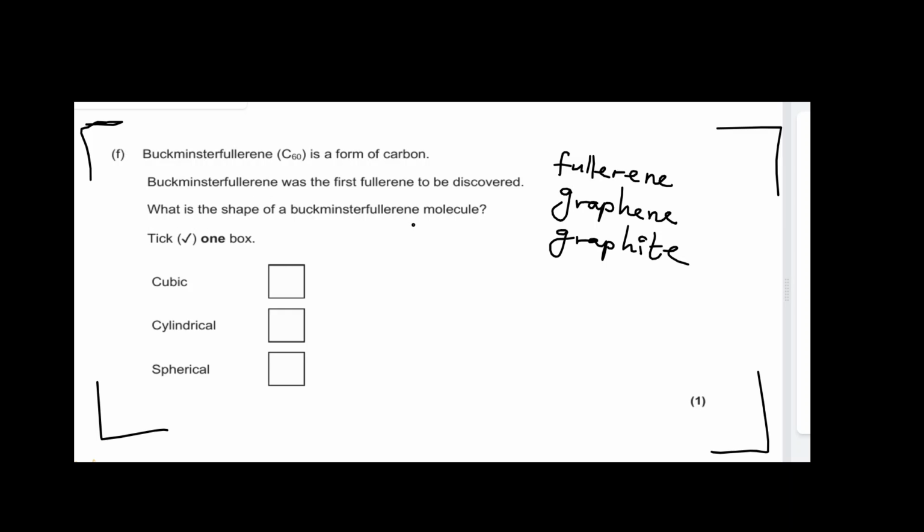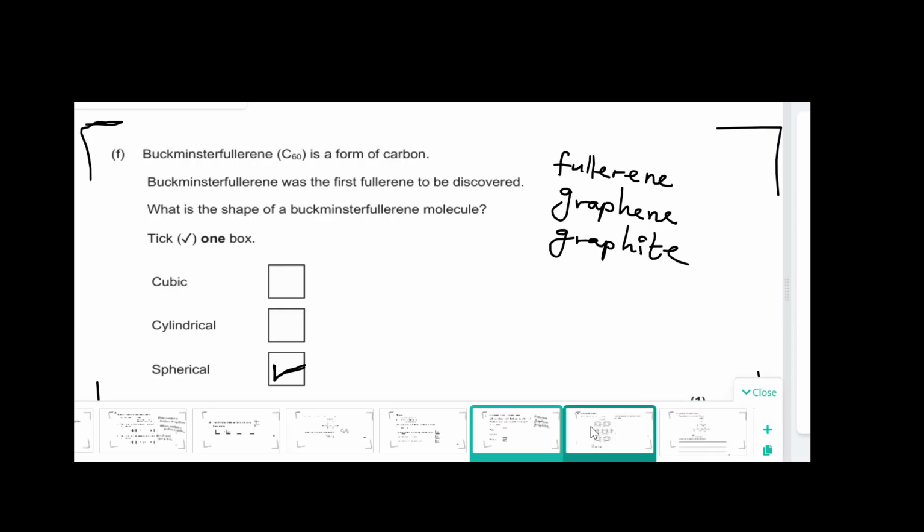Now, what is the shape of a Buckminster fullerene molecule? So this is something that you just need to read and remember. Okay, so the Buckminster fullerene is always spherical. This is something you just need to know. You need to remember that it is spherical.